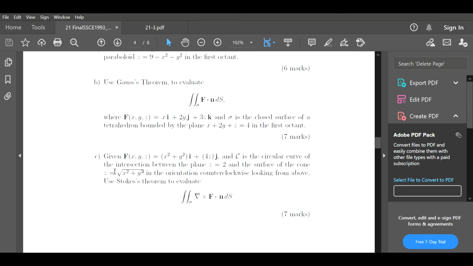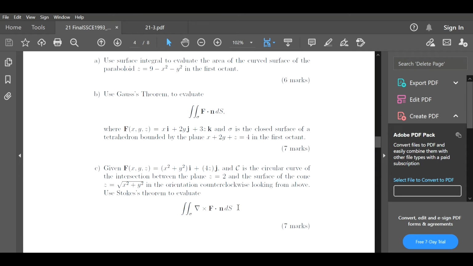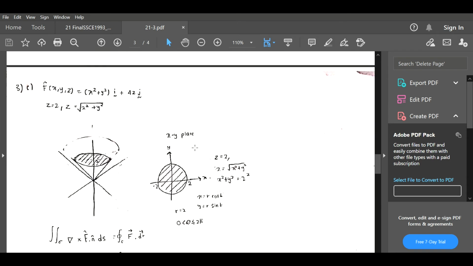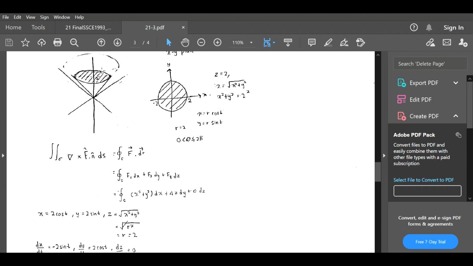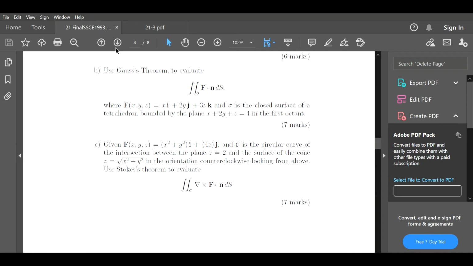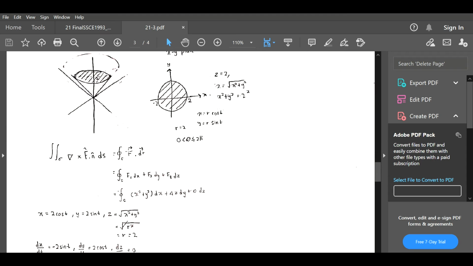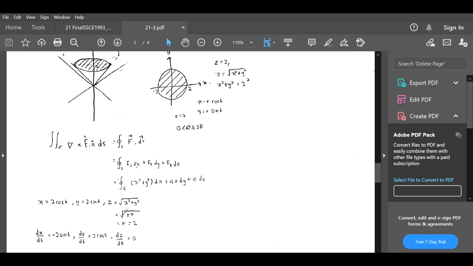The surface of the cone is this one, the equation of the cone, and the orientation is counterclockwise looking from above, and we need to use Stokes theorem. So we know that this one from Stokes theorem is equal to this closed curve integral. Okay, so we need to find this.